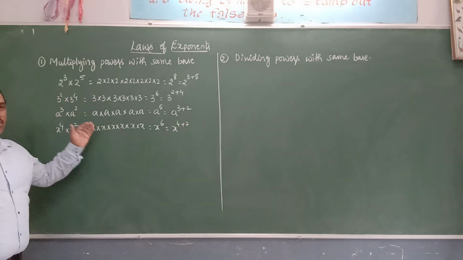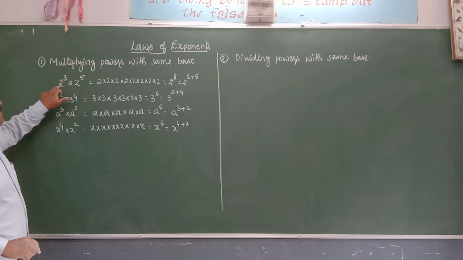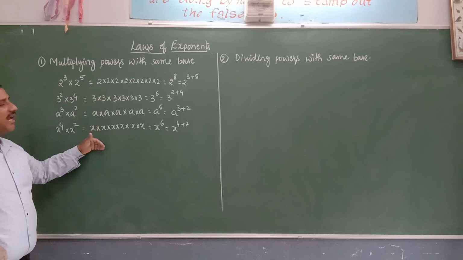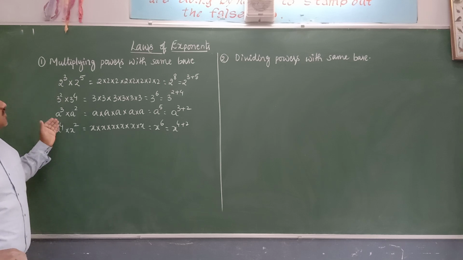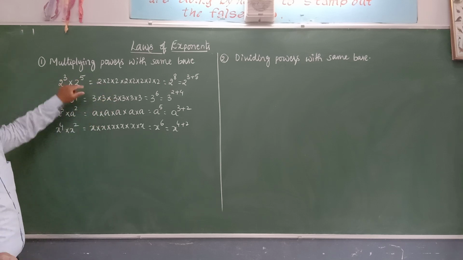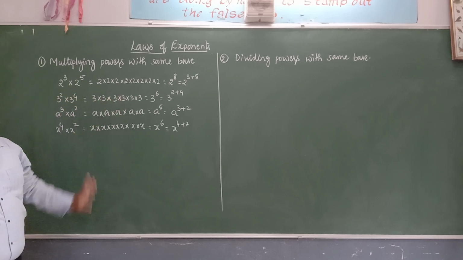So what we can conclude from this? By adding the powers or the exponents when the bases are the same, we get its simplified form. 2 cube into 2 to the power of 5 is equal to 2 to the power of 8, that is 3 plus 5. 3 square into 3 to the power of 4, that is 2 plus 4, it is 6. We get 3 to the power of 6.